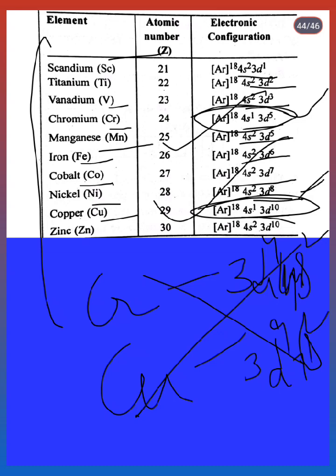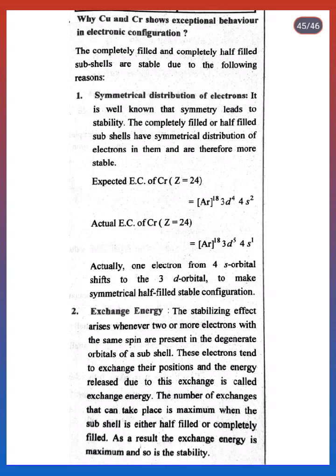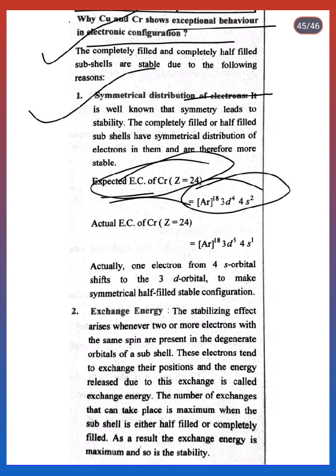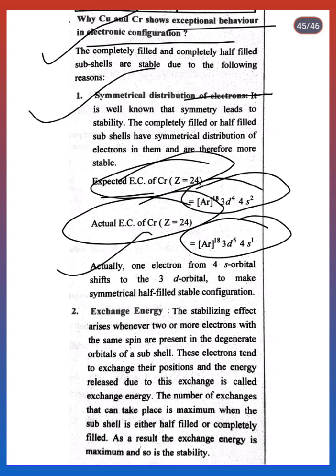Let us discuss these further. Why do copper and chromium show exceptional electronic configuration? First, symmetrical distribution of electrons. The expected electronic configuration of chromium is 3d4 4s2, but the actual is 3d5 4s1. And second is exchange energy. The stabilizing effect arises whenever two or more electrons having the same spin are present in degenerate subshells.